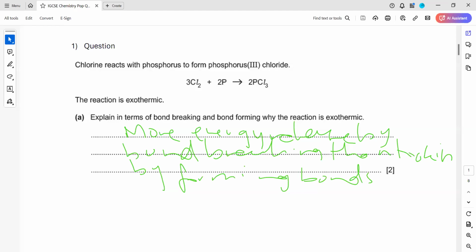So usually it's a 2-mark question. First thing, when you list, you will mention bond breaking is endo. That's right, you can write different ways to answer. The simple answer: you will mention bond breaking is endo, bond forming is exo. That is 1 mark. And then you will mention because the bond forming energy is more than bond breaking, it is exothermic.